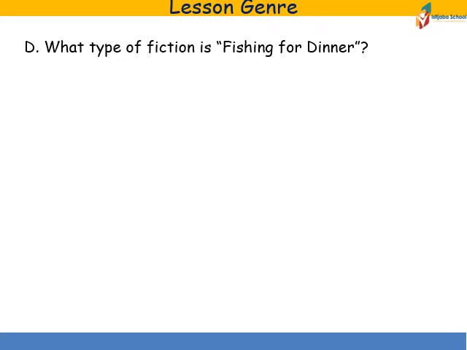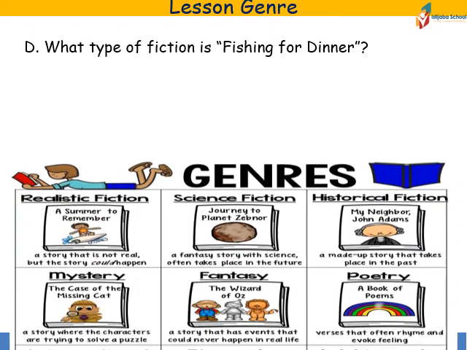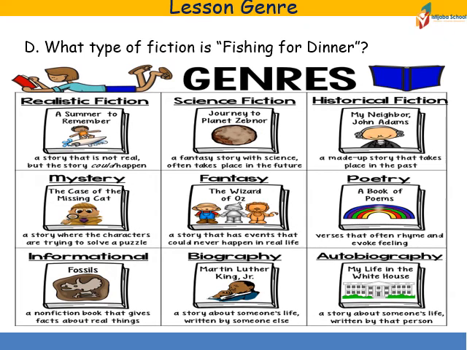What type of fiction is Fishing for Dinner? We've decided that Fishing for Dinner is fiction, right? But what type of fiction is it? Let's have a look at different types of fiction and then we can decide. These are different types of fiction. Let's start with the first one, realistic fiction. So, is Fishing for Dinner realistic fiction?